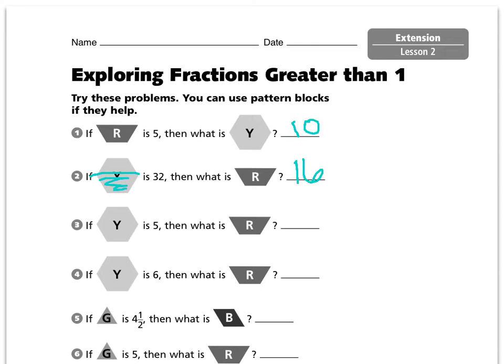If y is 5, then what's r? So I need to know what's half of 5, and I know that 2.5 is going to be half of 5. If y is 6, what's r? So I want to know what half of 6 is, and that's 3.